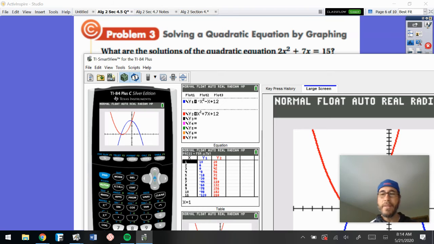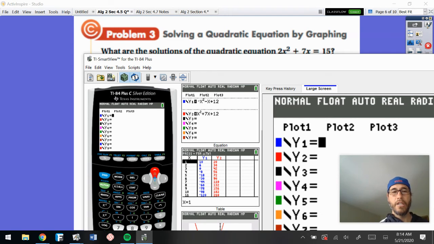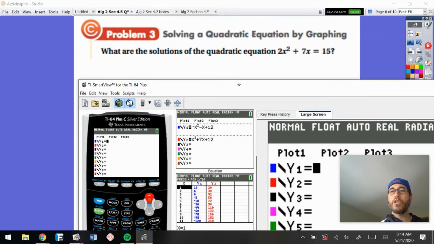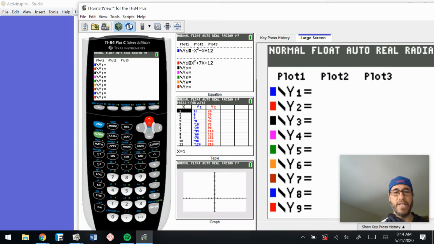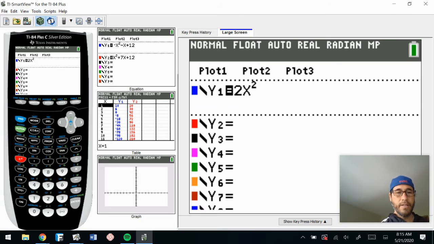Now, I find it much easier if we plug in what we were trying to solve. So that means we needed a 0, right, class? So our equation is going to be 2x squared plus 7x minus 15. And we leave out that 0 part, okay? 2x squared plus 7x minus 15. And I'm going to keep this on my big screen here.